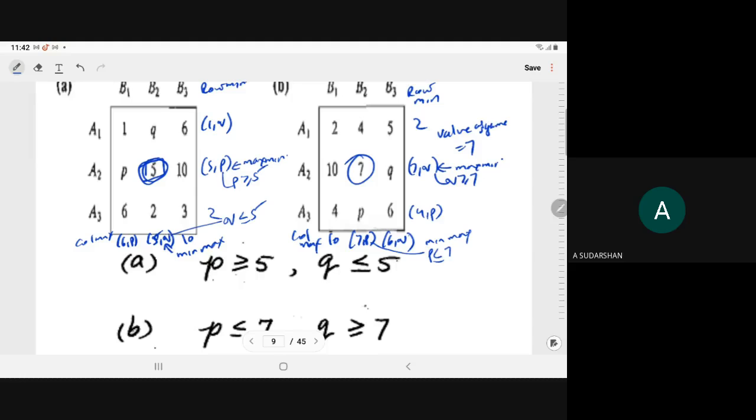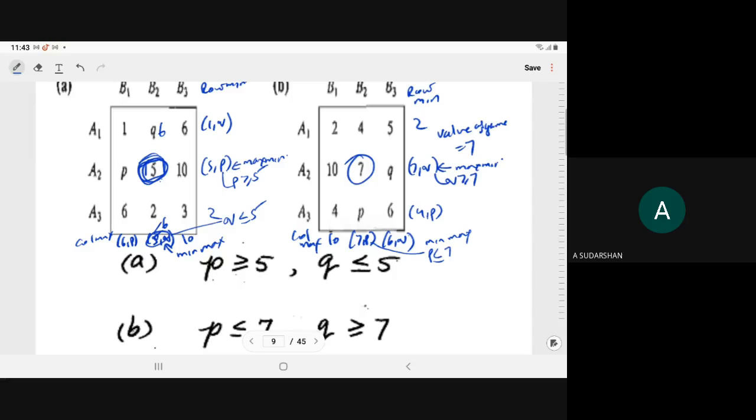Sir, if 2 is the saddle point, here we must have Q as the column max of B2, right? So Q greater than or equal to 5, right? No, no, Q less than or equal to 5. Column max we are saying, column max. Yes, sir, this is the maximum. If we say this is 6, then this 5 cannot be the saddle point, right? Yes, sir. Got it. Understood.